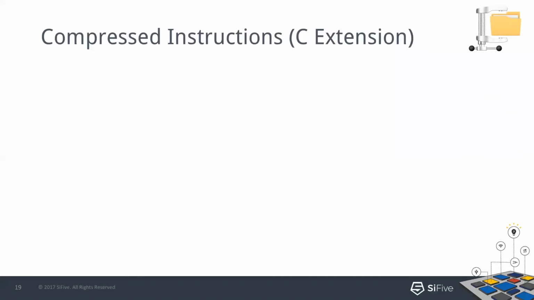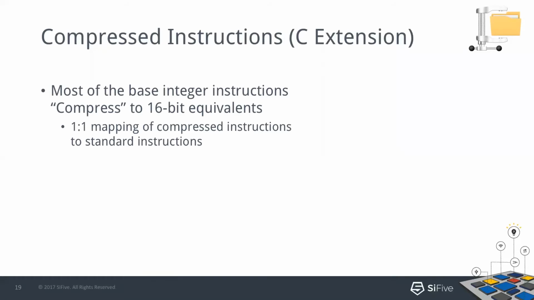Okay, let's take a look at the C extension, or the compressed instructions. Most of the base I extension instructions compress to 16-bit equivalents. The C extension introduces this 16-bit instruction format, and these are mainly one-to-one mappings of the standard integer instructions, meaning that the C extension does not define entirely new instructions, but rather a 16-bit encoding of the standard integer extension.